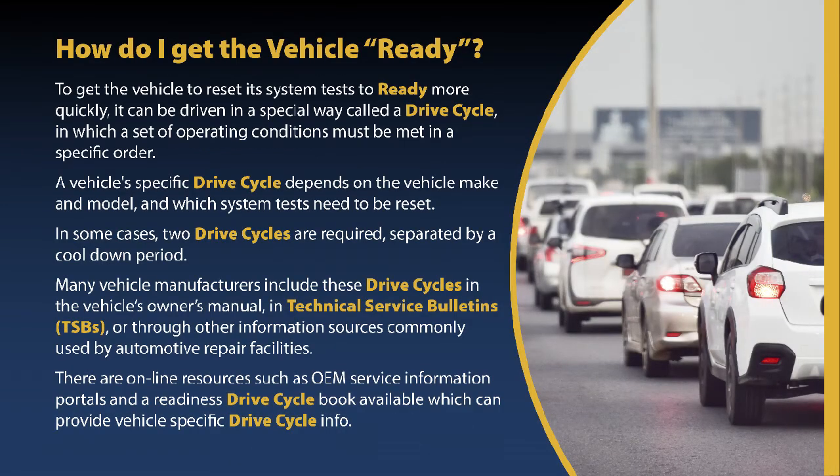To get the vehicle to reset its system tests to ready more quickly, it can be driven in a drive cycle, in which a set of operating conditions are met in a specific order. A vehicle's specific drive cycle depends on the vehicle's make and model, and which system tests need to be reset. Many vehicle manufacturers include these drive cycles in the vehicle's owner's manual, in technical service bulletins, TSBs, or through other information sources commonly used by automotive repair facilities. There are online resources available, such as OEM service information portals, and a readiness drive cycle book, which can provide the vehicle-specific drive cycle information.